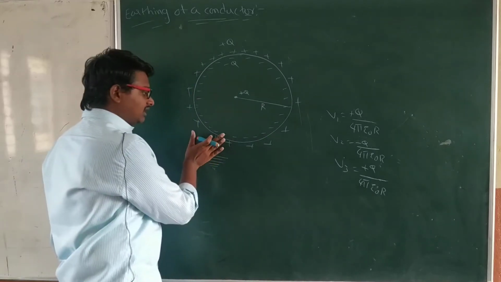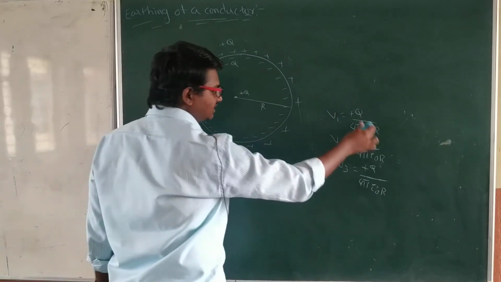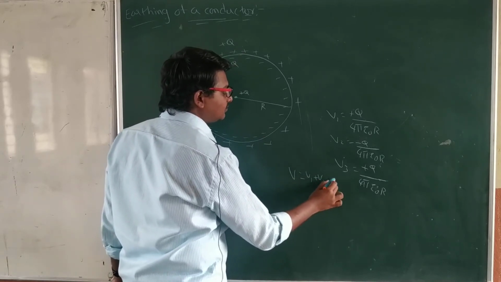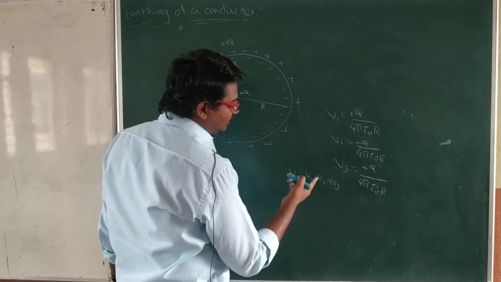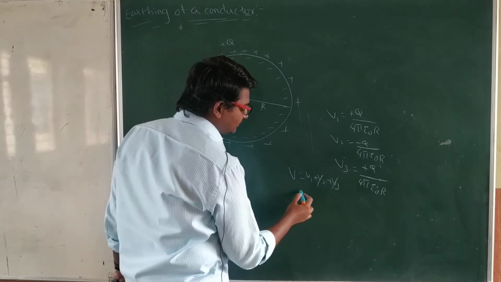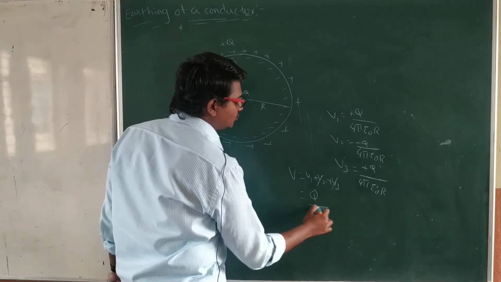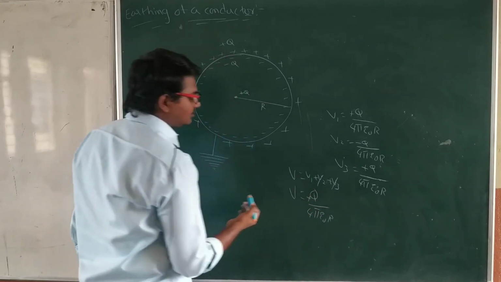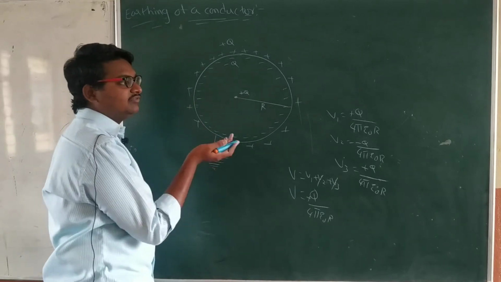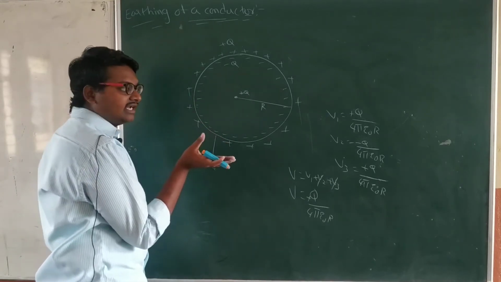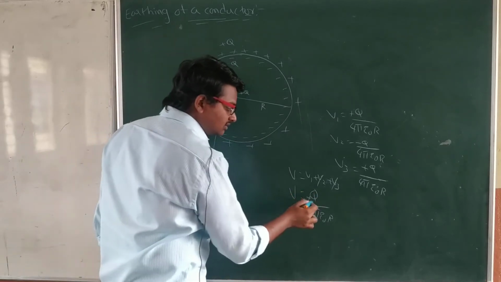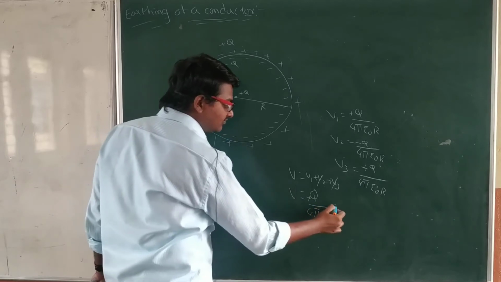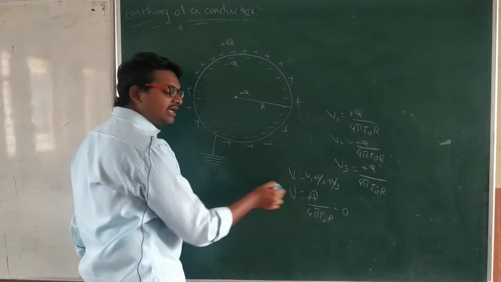Before connecting to the earth, the summation of these three is V equals V1 plus V2 plus V3, and V2 and V3 will cancel each other. V equals V1, that is q by 4 pi epsilon naught R, will be the net potential before connecting to the earth. But after connecting to the earth, this potential will become 0. It means this one will become 0 when you connect it to the earth.